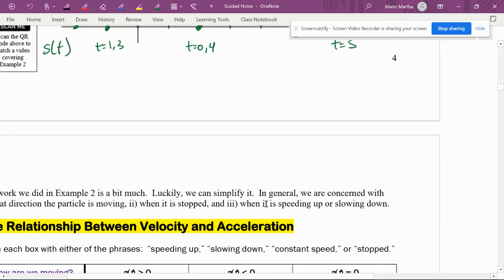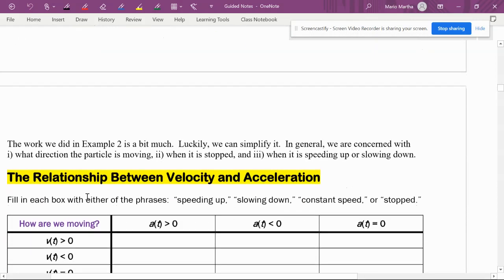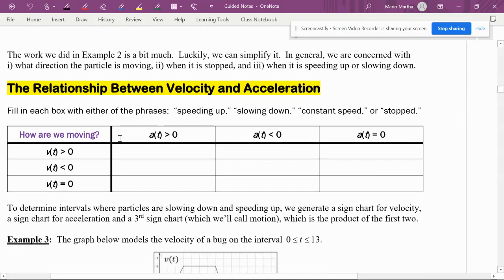All right. So the work we did in example 2 is a bit much, but luckily we can simplify it. In general, we are concerned with what direction the particle is moving and when it stopped. And third and finally, when is it speeding up or slowing down? So fill in each box with either the phrases speeding up, slowing down, constant speed, or stopped.